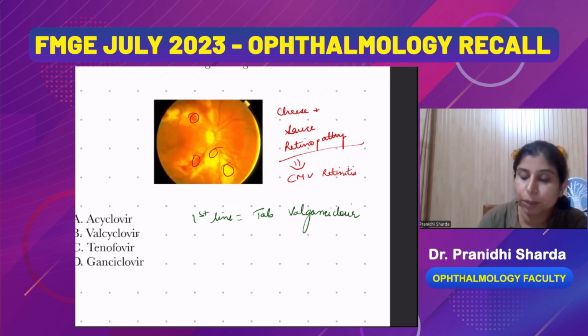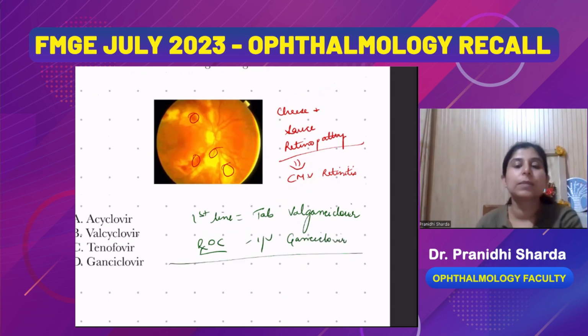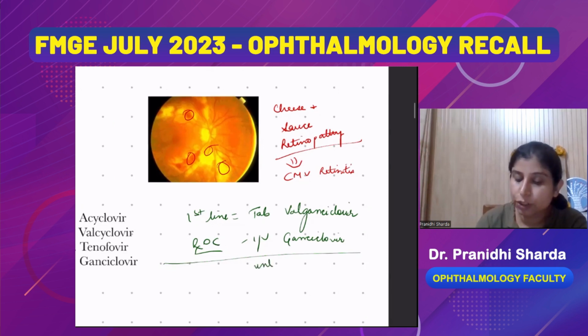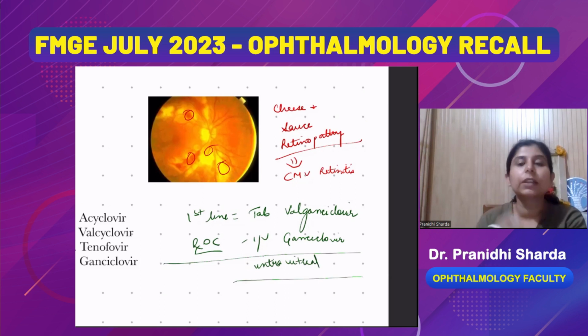So, first line of treatment becomes the tablet Valganciclovir. But the treatment of choice becomes the intravitreal ganciclovir. Initially it was given intravenously also, but because of the increased side effects, it is given intravitreally as the treatment of choice.